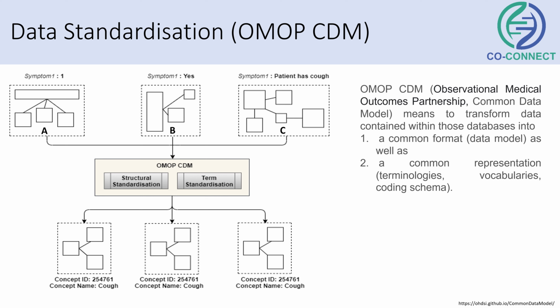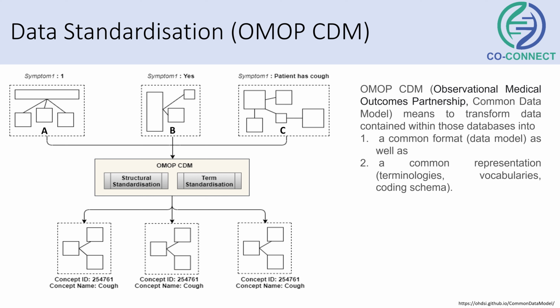In CoConnect, we have opted for OMOP CDM, which means transforming the data to common format and common terminologies. Here, for example, after converting the datasets to OMOP CDM, they have the same database structure, that is the schema, and same terminology for cough.